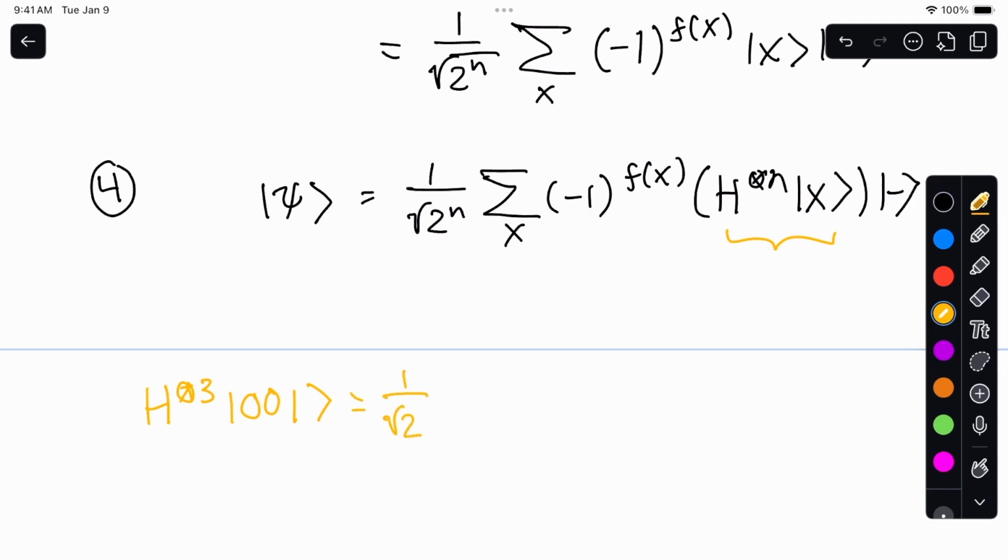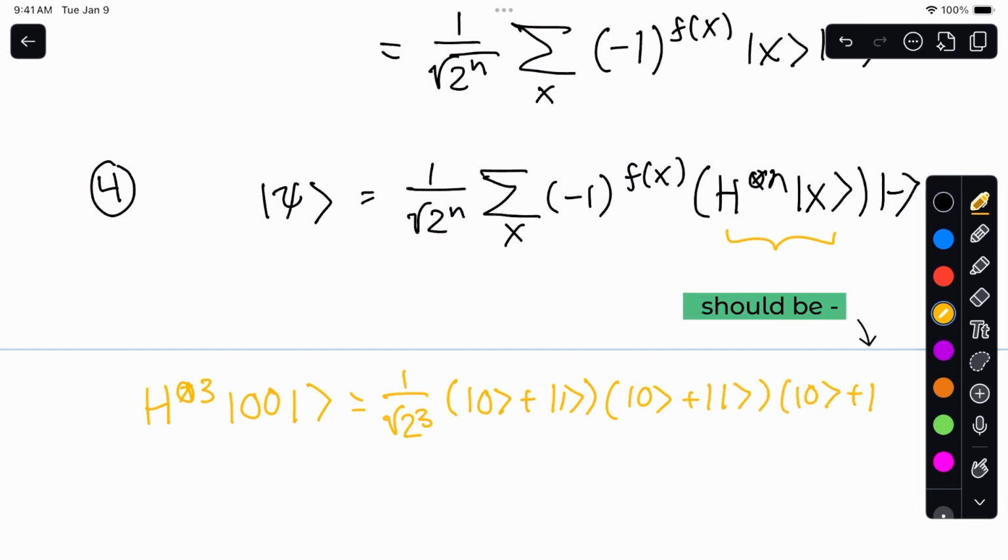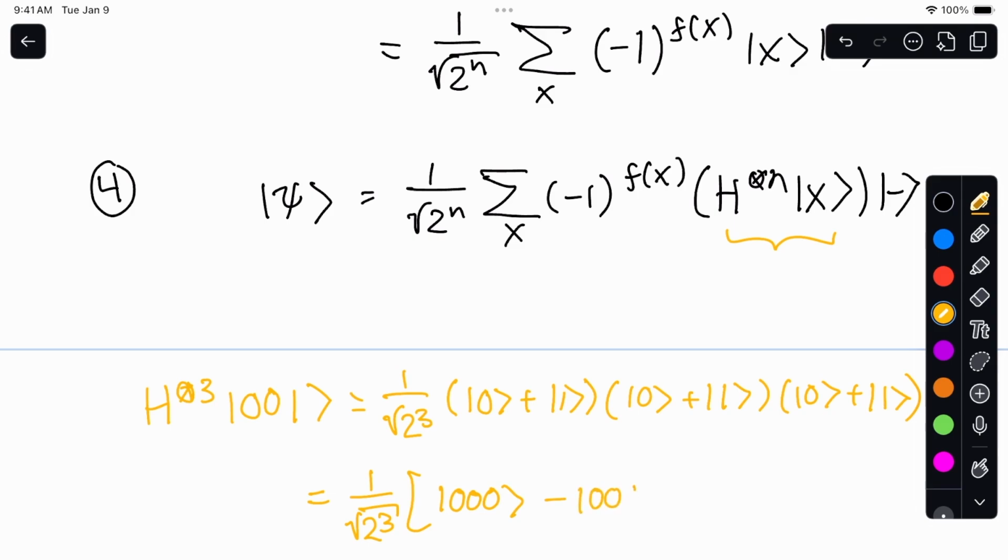We get 1 over root 2 to the 3 times (0 plus 1) times (0 plus 1) times (0 plus 1). And if we FOIL that out, we're going to get 1 over root 2 to the 3 times 0, 0, 0 minus 0, 0, 1 plus 0, 1, 0 minus 0, 1, 1 plus 1, 0, 0 minus 1, 0, 1 plus 1, 1, 0 minus 1, 1, 1.